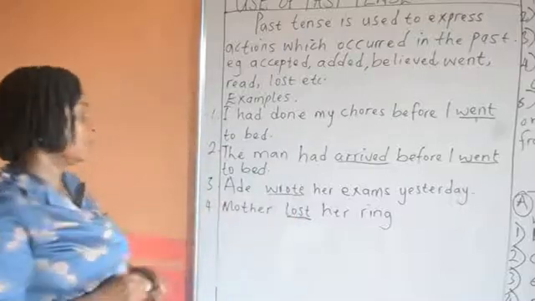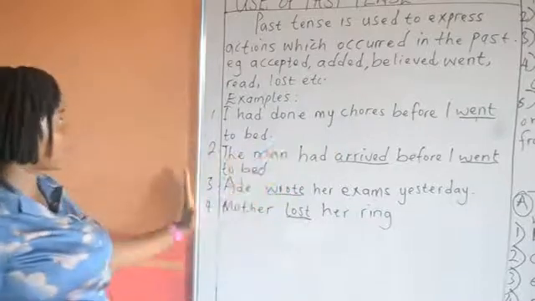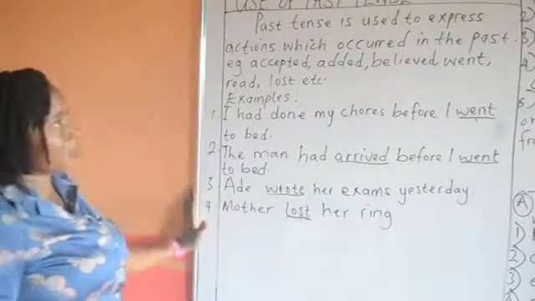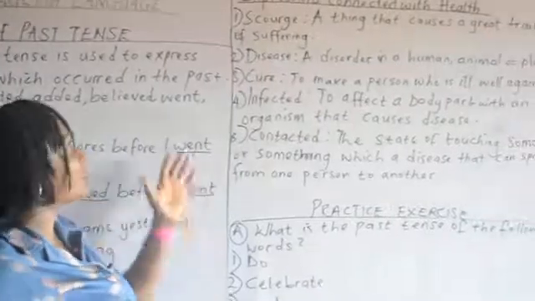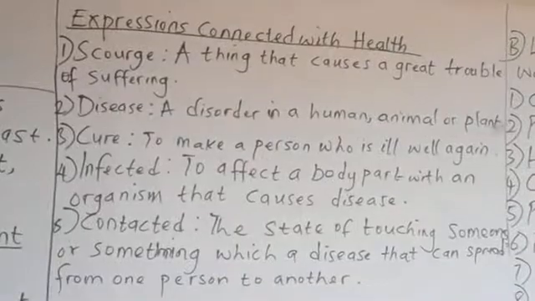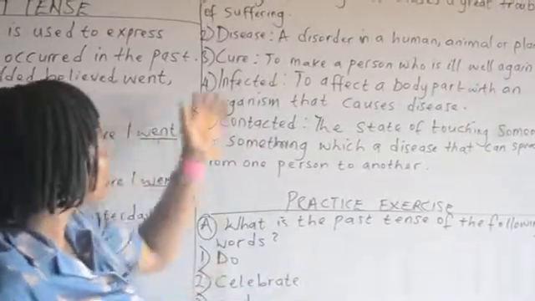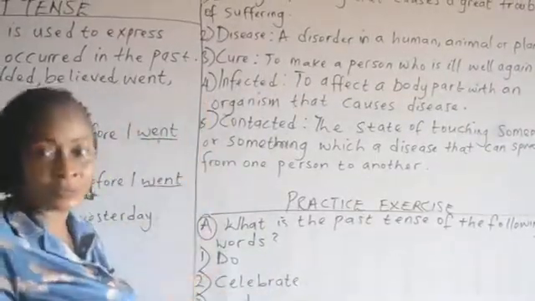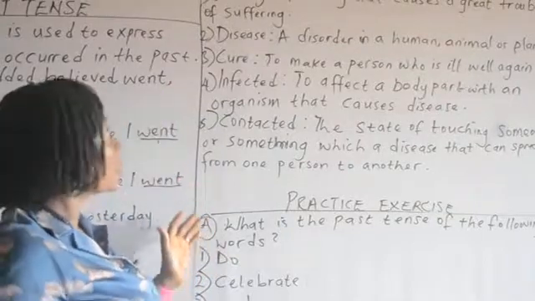Mother lost her ring. So we are able to identify or pick out all the past tense in the sentences. So let's quickly move to the next, which is expressions connected with health, or words connected with health, sickness, and cure. So that is what we are looking at. I picked out a few words for you, and their meanings as well.